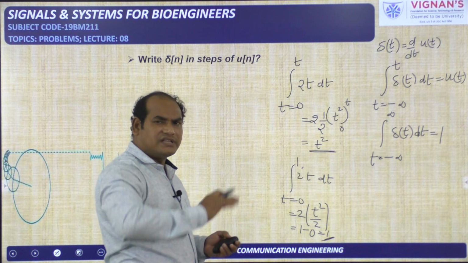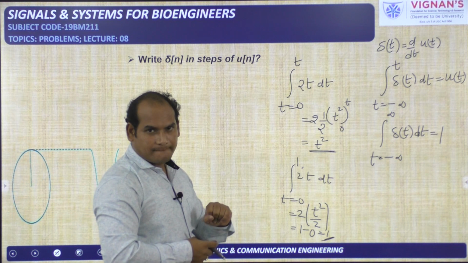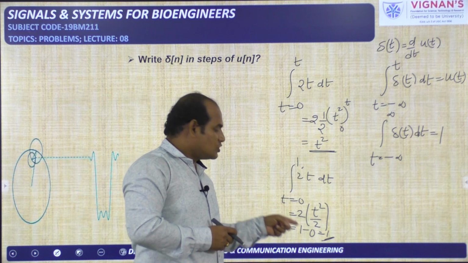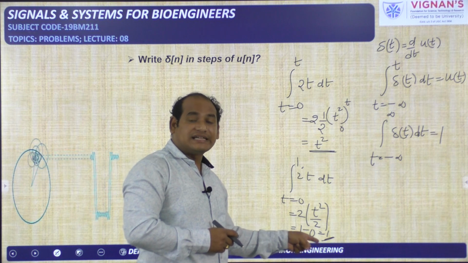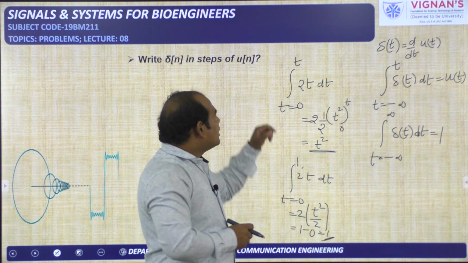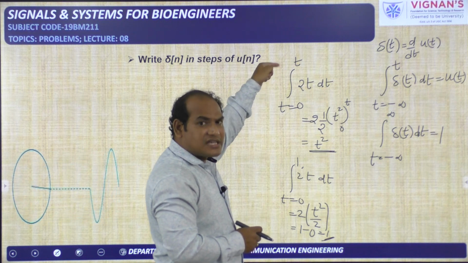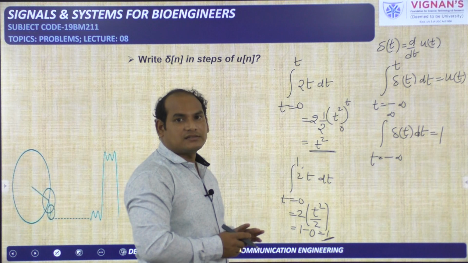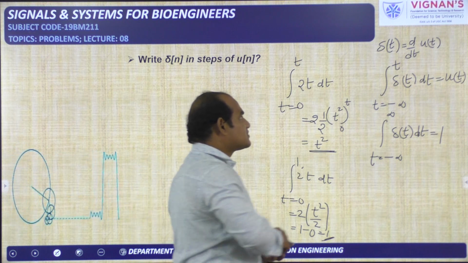Here you leave everything. Just you need to remember one thing. That is, if the limits are values, the integration will end up with a number. If any one of the limits or both limits are variable, the answer is again a variable only. That may be the signal. Here also same thing.